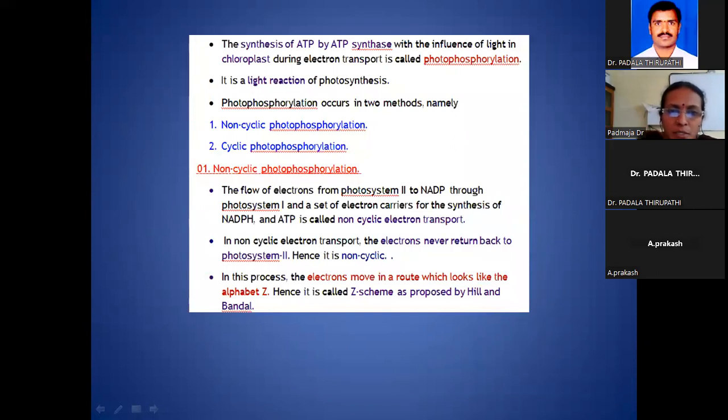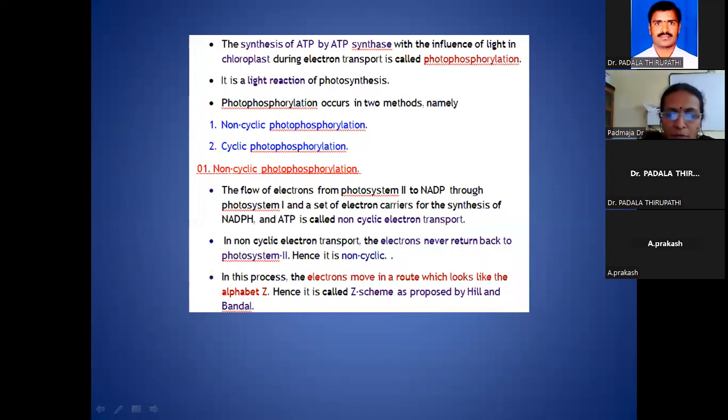Here, the synthesis of ATP by ATP synthase under the influence of light in the chloroplast during electron transport is called photophosphorylation. This ATP synthase is an enzyme that helps couple ADP plus Pi to give rise to ATP, and that takes place in the presence of light. So it is called photophosphorylation, and this process takes place in the chloroplast. So this is the light reaction of photosynthesis. Photophosphorylation occurs in two methods: one is non-cyclic photophosphorylation, another is cyclic photophosphorylation.